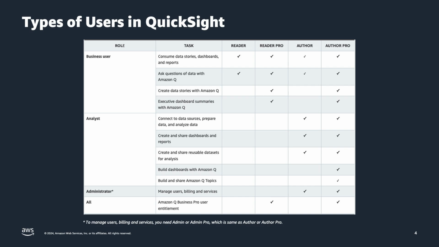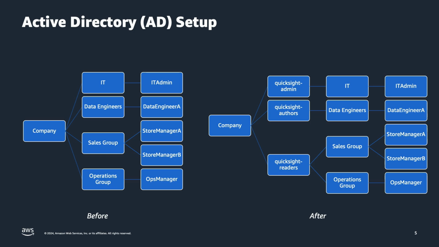I'll take this time to introduce three main types of users in QuickSight. We have readers, authors, and admins. Readers are able to view dashboards and reports that are created by authors and admins, while authors have the ability to connect to data sources and create those dashboards. Admins have all the capabilities of a reader and author, and also allow you to manage user access, billing, and other services.